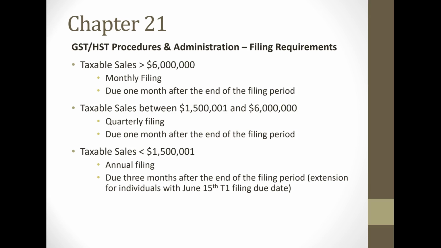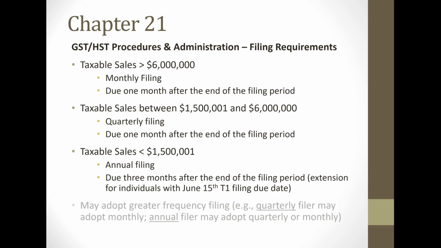Now there is an extension for individuals. Individuals that are self-employed that have a June 15th T1 filing due date, they can also file their annual GST return if they fall into this category by June 15th of the following year as well. And once again, these are only filing requirements.